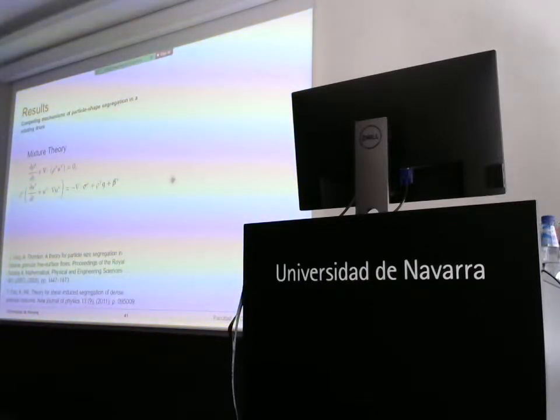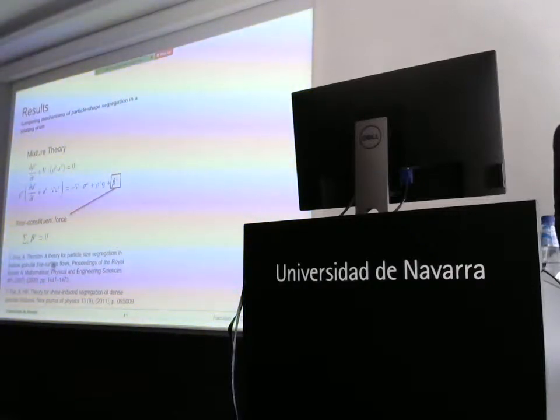So we will now apply the mixture theory, which says what the conservation equation is for each of the constituents of the mixture, but including a new term, the inter-constituent force, whose sum over all the species should be 0 because of Newton's third law. There is a procedure that was done by Fan and colleagues, based on the idea of the overstress that Gray and Thornton did years ago.